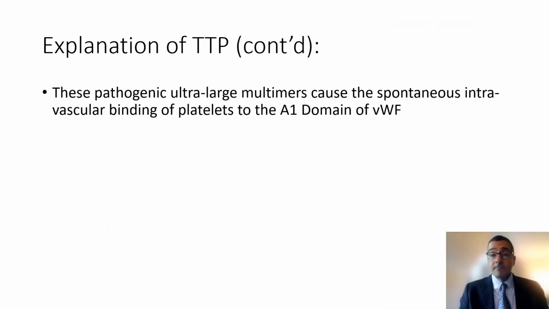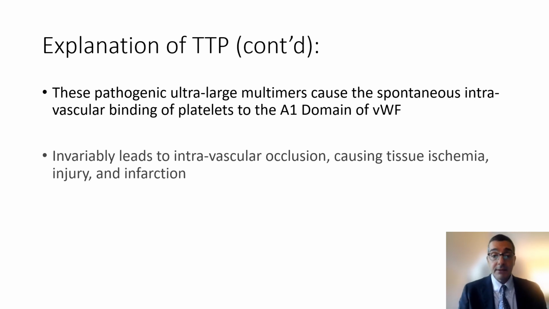And what happens? That von Willebrand factor cannot fold correctly. It cannot stay compacted. Think of it like duct tape or a roll of flypaper. And then it just spontaneously opens up. And all of those A1 domains, dozens upon dozens of A1 domains, are open and able to bind platelets.